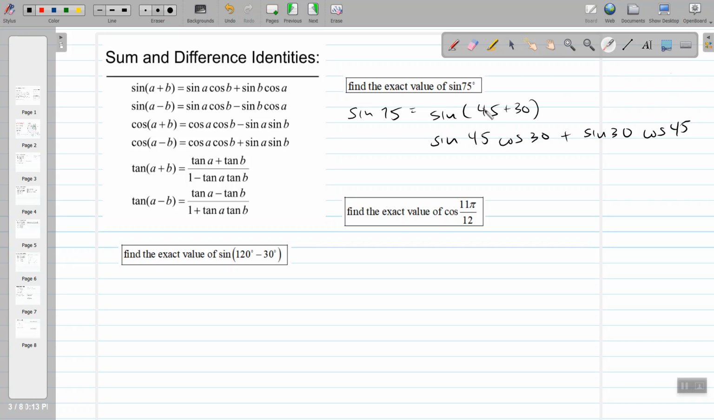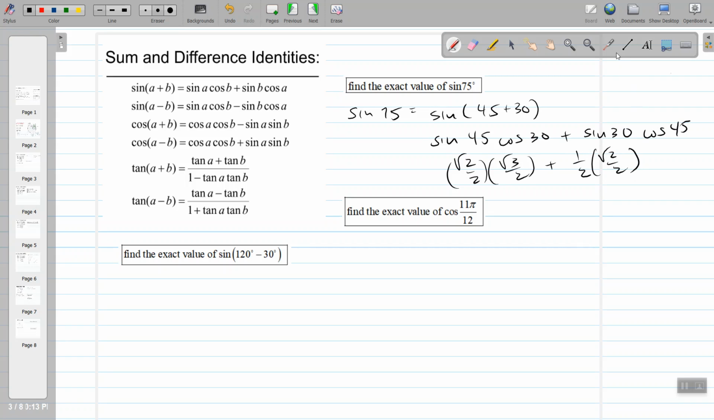Okay, so that's me taking the 45 and the 30, plugging it into here correctly, and now all you have to do is evaluate these four. Sine of 45 is rad 2 over 2. Cosine of 30 is, I believe, rad 3 over 2. Sine of 30 is going to be 1/2, and cosine of 45 is going to be rad 2 over 2.